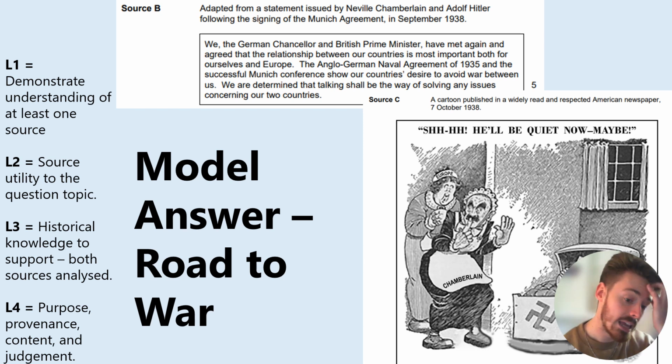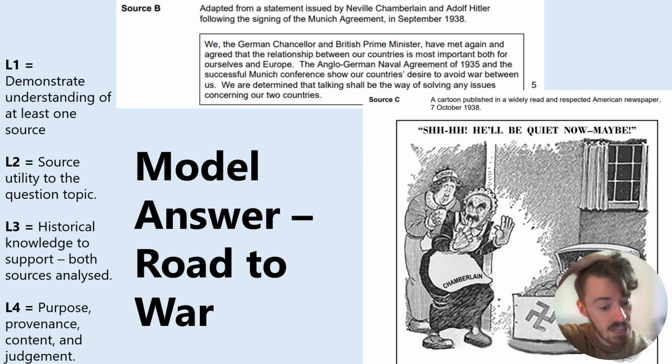So what this is saying, what it is presenting to us, is that Britain and Germany are on the same page, that they do not want to, should we say, go to war with each other. It's presenting the idea that these two are working together to continue peace after the Munich Conference. Now, the problem with this source is that a lot of people will start getting bogged down because they know it's a lie.